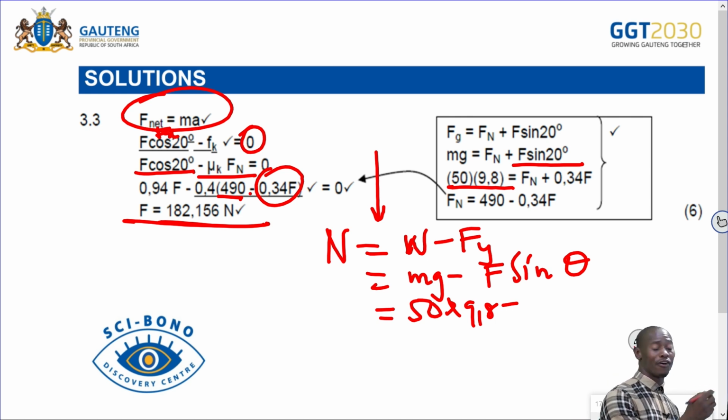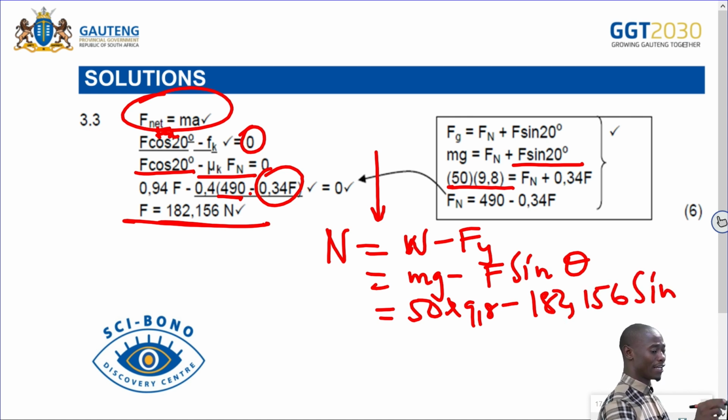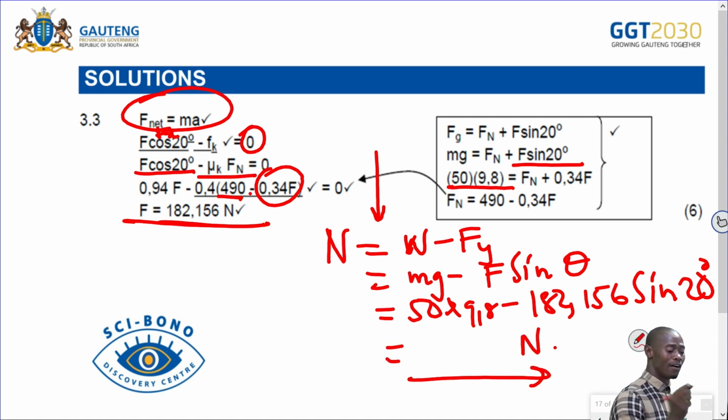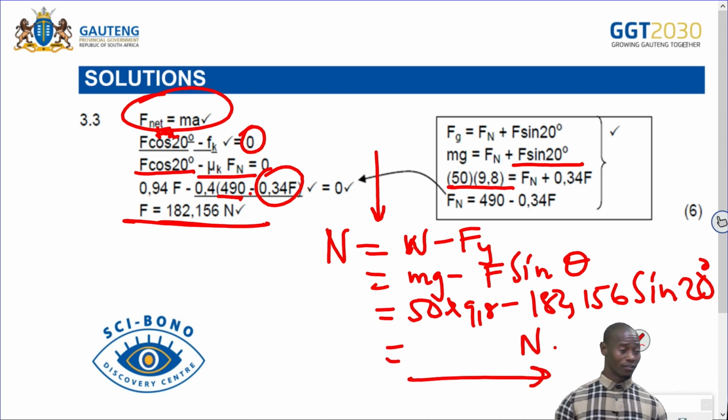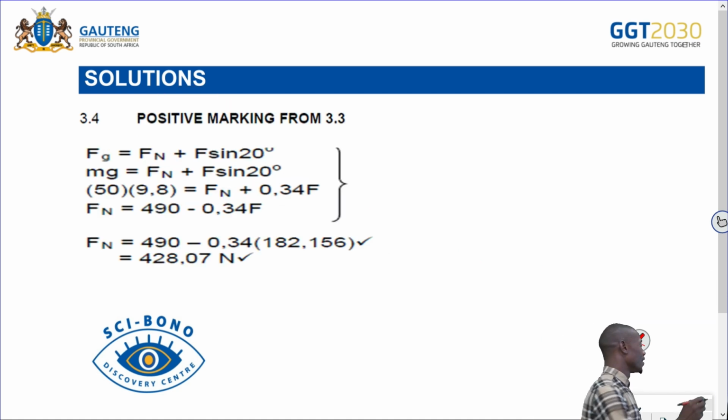If, for example, for your F you got 500, you're going to substitute 500, right? And then sine what? Sine 20 degrees. But what did you get here? It's 182.156, sine what? Sine 20 what? Degrees. Then we got the magnitude of what? Of the normal force, in what? In newtons.